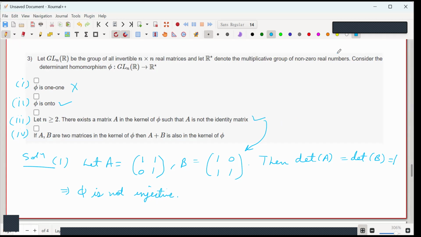If A and B are two matrices in the kernel of phi, then A plus B is also in the kernel of phi. This is not true. Again, we can use the first example. Very nice. So you have constructed one example which works for all three. Yes. Good. So again, this is not true. Same example will work. So maybe we can move to the next problem.